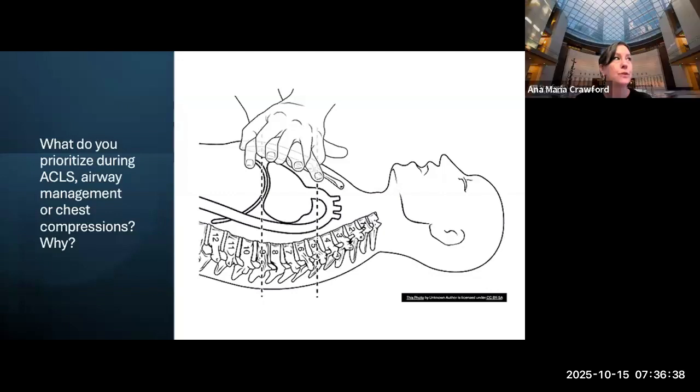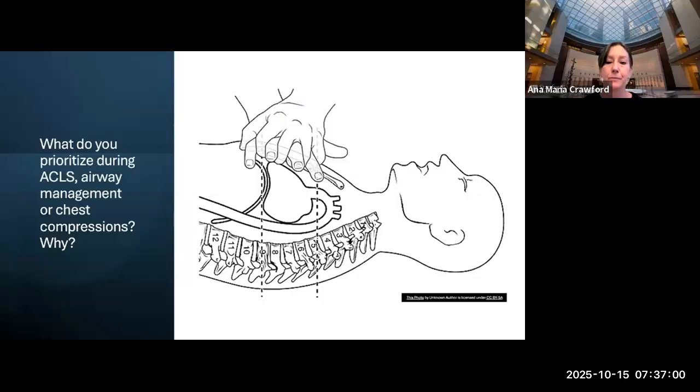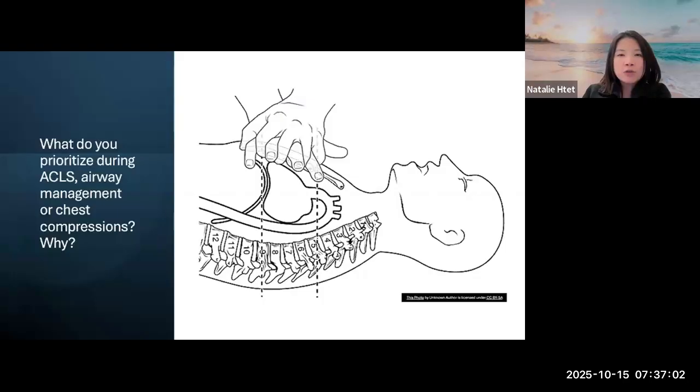If you don't have someone there with you with a bag and a mask, or a second provider, or you can't find a non-rebreather mask, would you use nasal cannula or high flow oxygen or something like that, or just skip the oxygen? Whatever available oxygen resource you have. Just don't skip the passive oxygenation while you're prioritizing the chest compression.